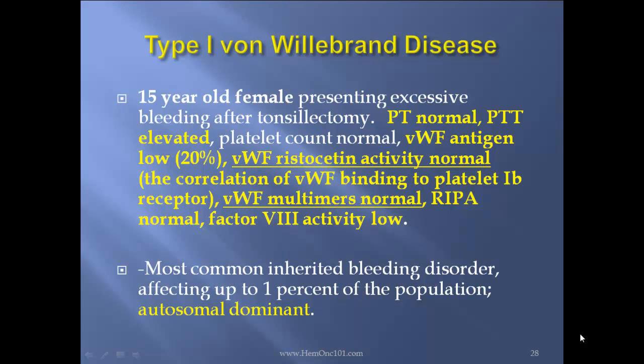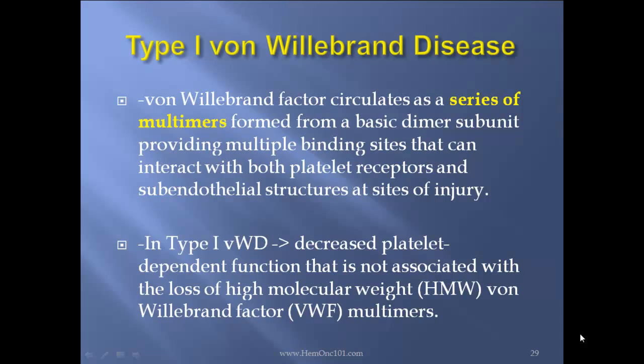It's the most common inherited bleeding disorder, affecting up to 1% of the population, autosomal dominant. Actually, many women that have heavy menses typically have some degree of undiagnosed type 1 von Willebrand possible. Von Willebrand factor circulates as a series of multimers formed from a basic dimer subunit, providing multiple binding sites that can interact with both platelet receptors and subendothelial structures at the site of injury. Type 1 von Willebrand disease: decreased platelet-dependent function that is not associated with loss of high molecular weight von Willebrand multimers.